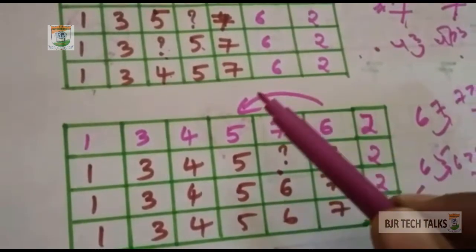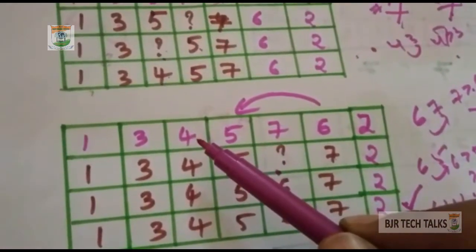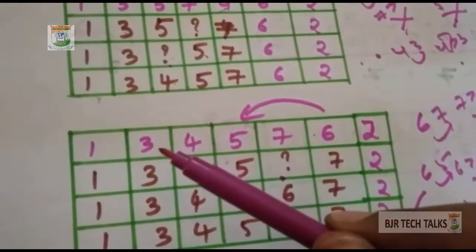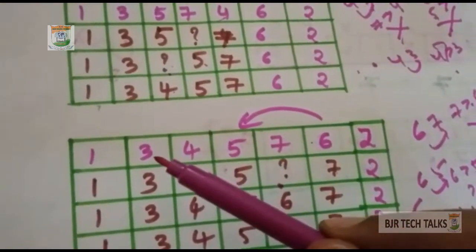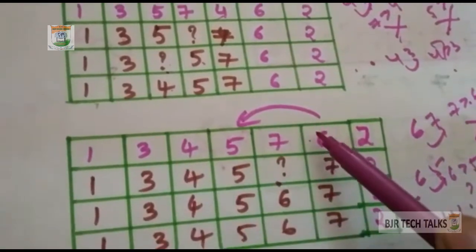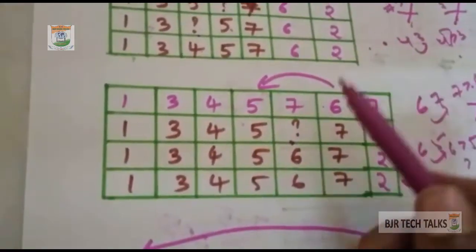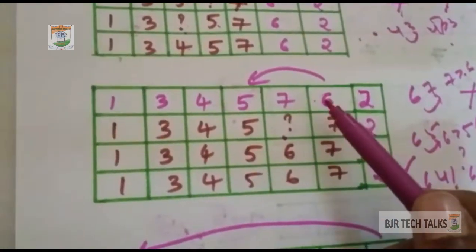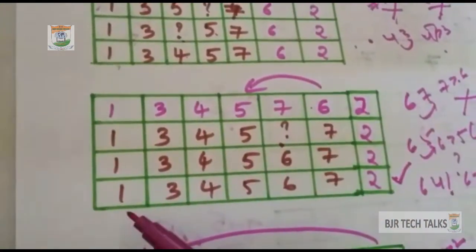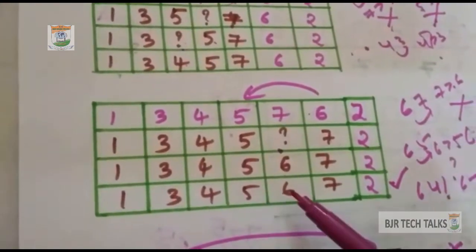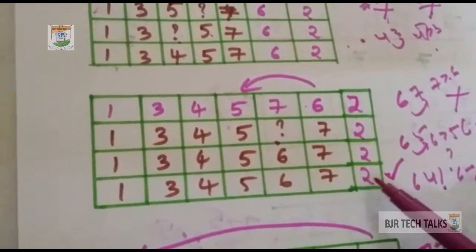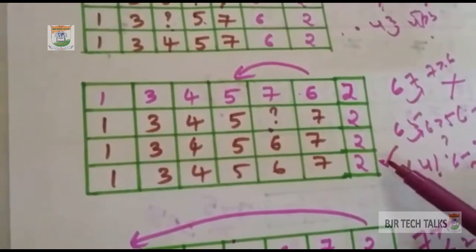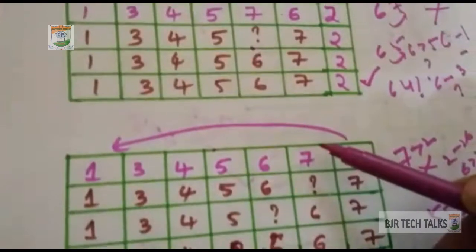When 6 is compared with 4, here also no change. Why? Because 4 is less than 6. And when 6 is compared with 3, here also no change. Why? Because 3 is less than 6. And when compared with 1 also, 6 is greater than 1, so no change. So here 1, 3, 4, 5, 6, 7, 2. This is the answer of the fifth iteration. Using this, we will solve the sixth iteration.